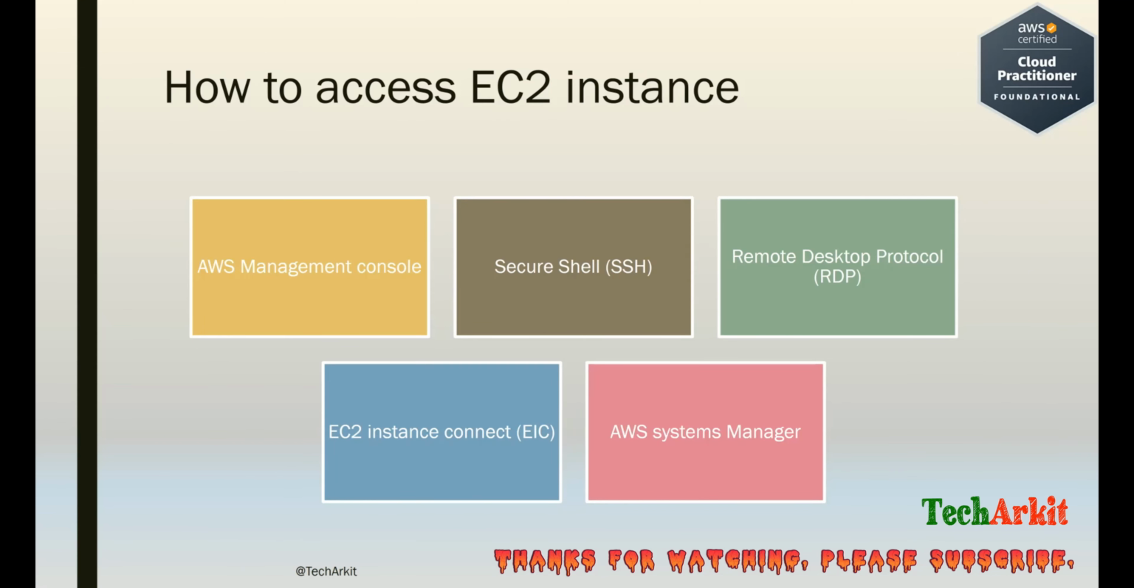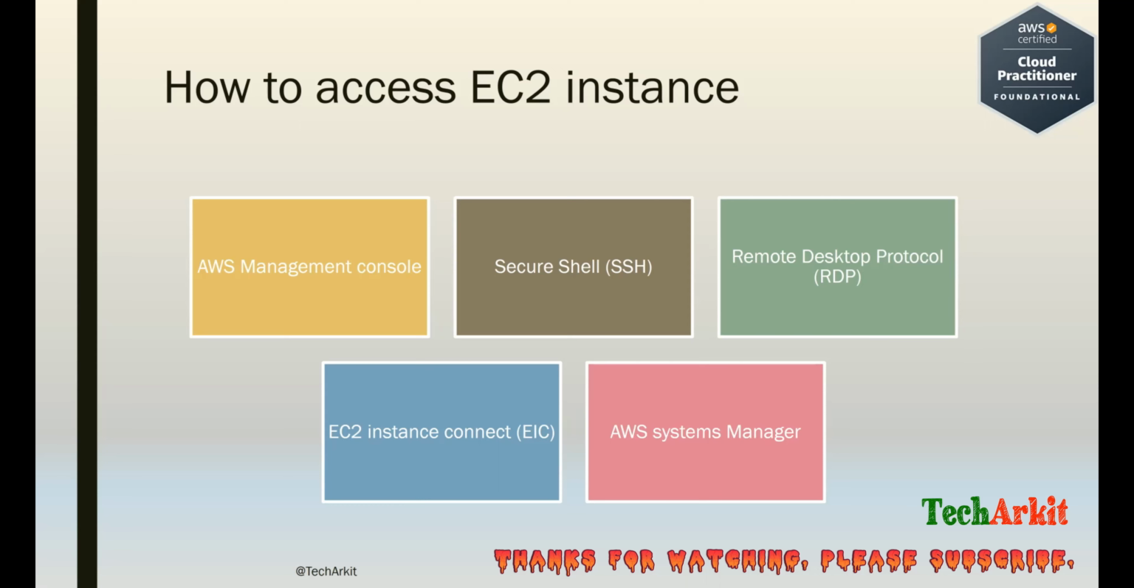So how can you access this EC2 instance? Basically, you can access it using the AWS Management Console. You log into your AWS console, and from there you can access your EC2 instance. You can also use secure shell, SSH access, with tools like PuTTY or any other remote tool. You use the SSH protocol to log into the EC2 instance.